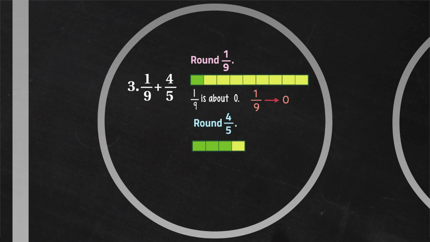Next, let's round 4/5. The numerator is 4 and it is close to the denominator, which is 5. Therefore, 4/5 is about 1. Then we round 4/5 to 1. We're done rounding the two terms.